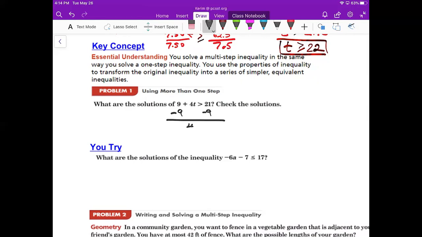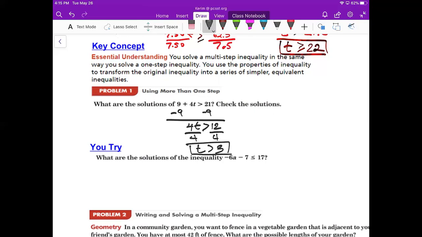And that gives us 4t, because 9 minus 9 is 0, and 0 is nothing in addition, so you don't need to write that. And then it's going to be 12. And then I have 4t, 4 times t, and the opposite of multiplication is division. We said that before. So divide, and that gives us t is greater than 3. I didn't flip the inequality. I still have greater than at the end because I never used a negative number in multiplication or division. That's why I'm not going to flip the inequality sign.